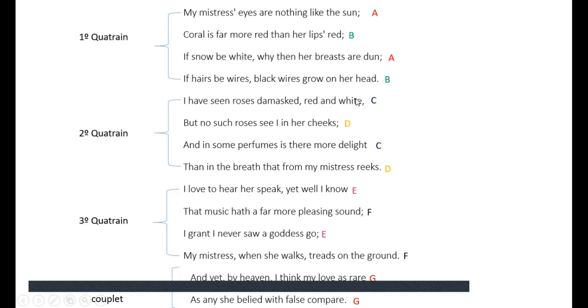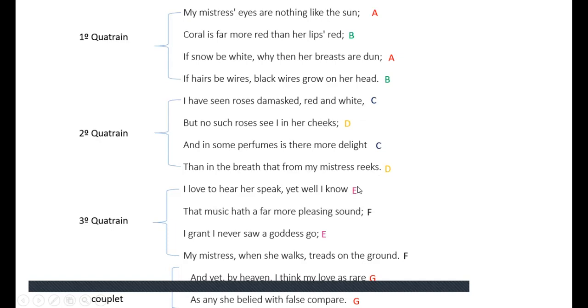Then when we go to the following stanza, we cannot continue with the same letters because we have different ending sounds. As the sounds are different, for each sound I have to write a different letter. So white, I'm going to assign a C. Cheeks is a different sound. It's not the same as white, it's not the same as head, it's not the same as dun, red, or sun. So I'm going to give it the letter D. Delight rhymes with white, so again I'm going to label it with the letter C. And cheeks rhymes with reeks, so I'm going to label this sound with the same letter as here, letter D.